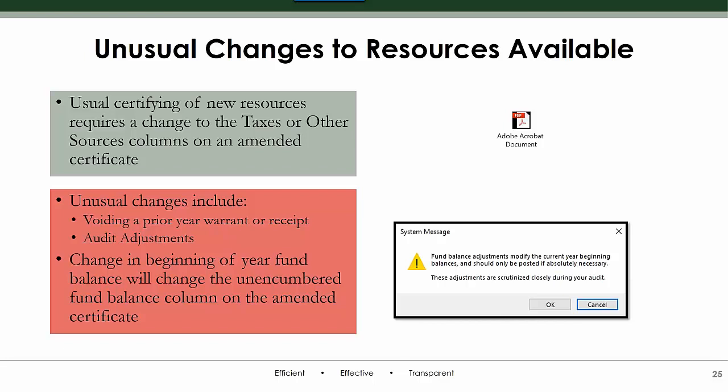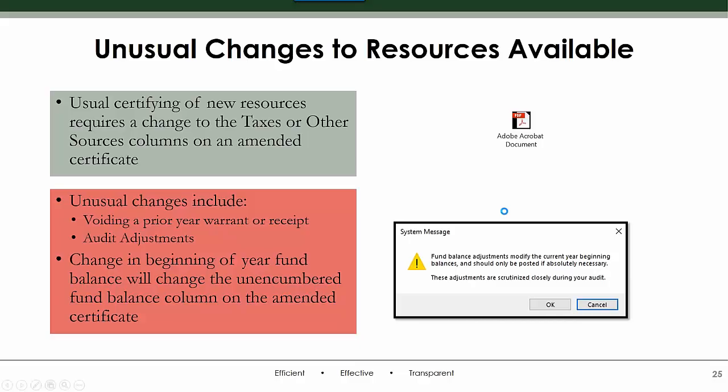It is lost. Audit adjustments could go both ways. Probably some funds are going to be reduced and some funds are going to be increased because a receipt or a payment was posted in the wrong fund. So either type, these are going to require an amended certificate because you're changing that beginning of year fund balance.